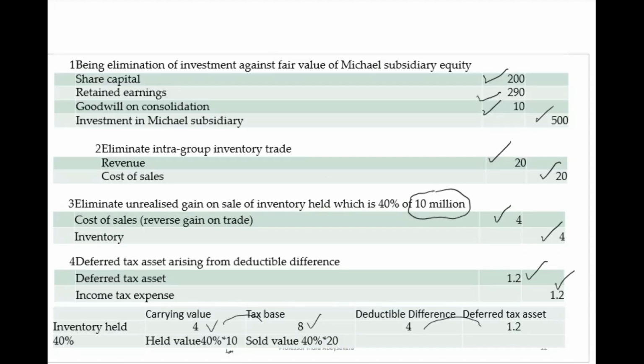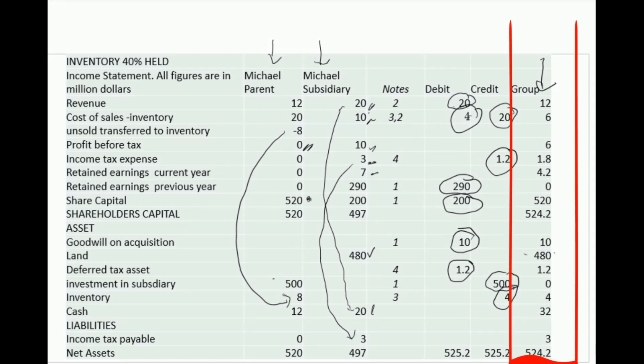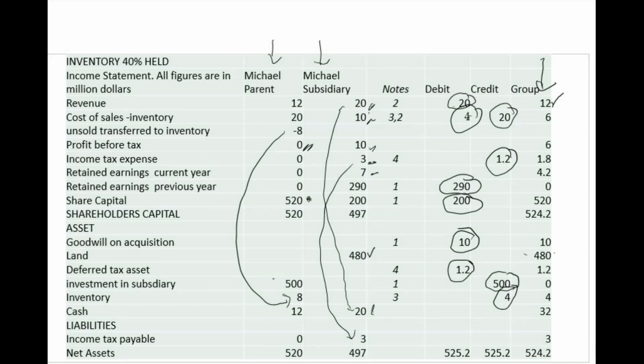Our fourth consolidation entry relates to a deferred tax asset. We debit deferred tax asset of 1.2 million and we credit income tax expense 1.2 million. If you look at the group now, we can see the group earned 12 million of revenue. That's the revenue that it earned by selling outside the group, and the cost of sales of that revenue is 6 million, and the profit before tax is 6 million.